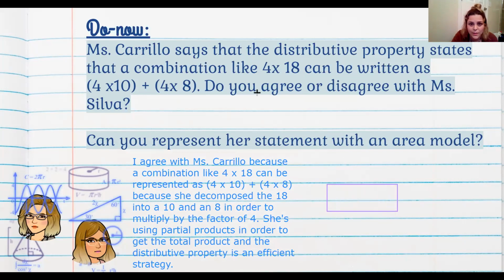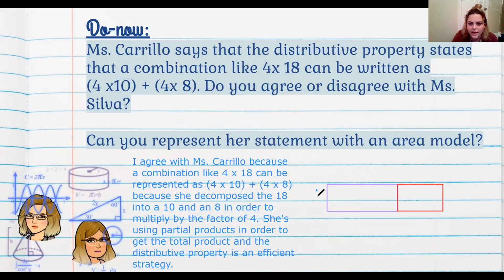And then I'm going to grab another color so I can really see it. And then 4 times 8. So that's not going to be as long as my 10 one. And I'm going to label it. Let me see. I'm going to make my line a little bit thicker, and I'm going to use a blue.